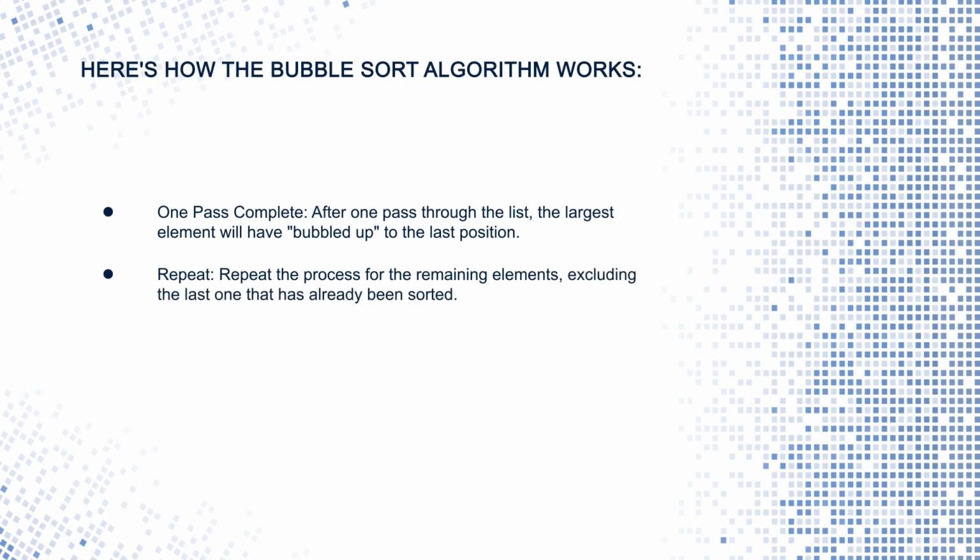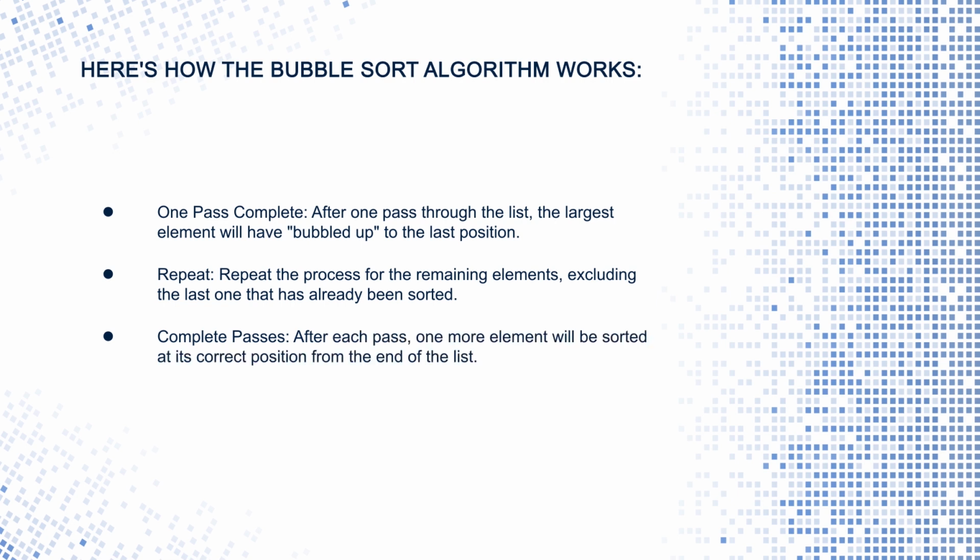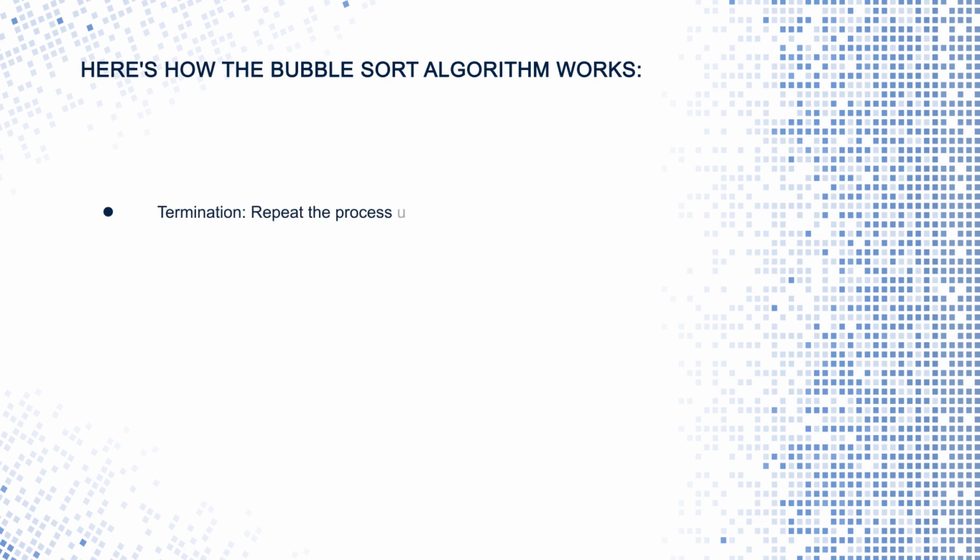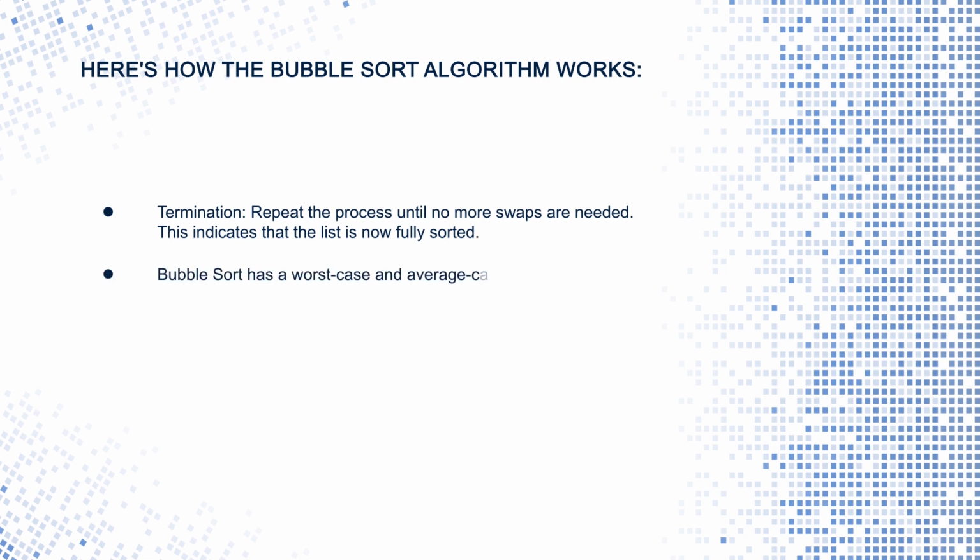The next step is the repetition step. Repeat the process for the remaining elements, excluding the last one that has already been sorted. The next step, that is step 6, is complete passes. After each pass, one more element will be sorted at its correct position from the end of the list. And at the last, there is termination. Repeat the process until no swaps are needed. This indicates the list is now fully sorted.